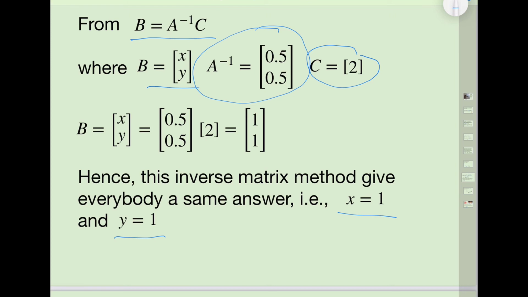Nobody needs to assume their answer, and nobody has to avoid it by saying the question is invalid. So x equals 1, y equals 1 gives us x plus y equals 2. So that solves the dilemma of no answer or too many answers. There is only one answer by using the pseudo-inverse matrix method. So this is a short video, and we are about to finish.